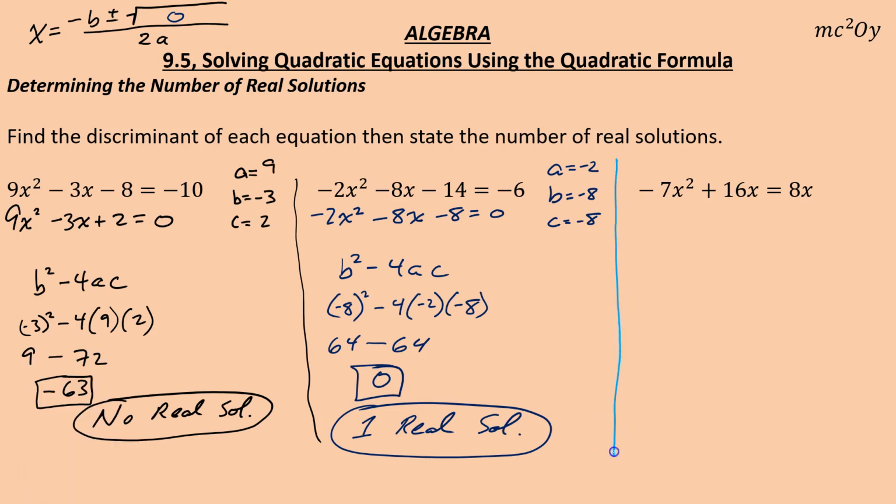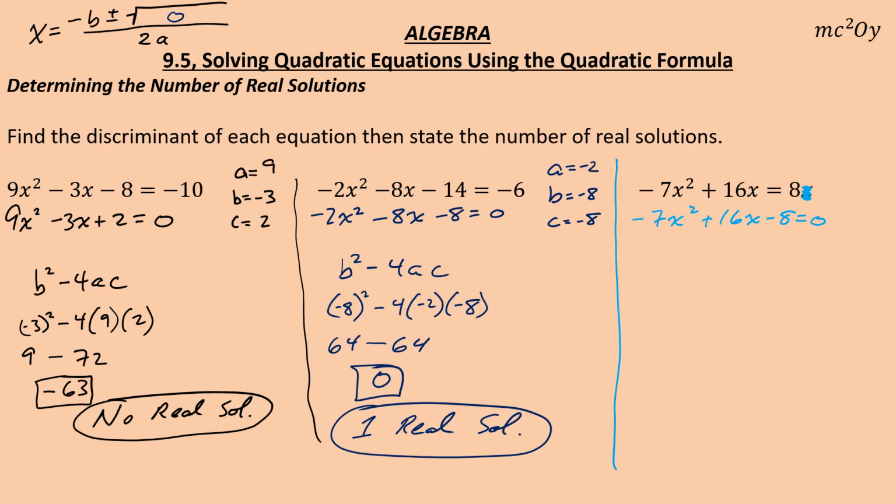Let's try one more. Putting it in standard form, I have to subtract 8x over. You know what? I got a mistake on here again. This should not be an x. I am sorry, I'll fix that. So let's subtract 8 over here. So we have negative 7x squared plus 16x minus 8 equals 0.